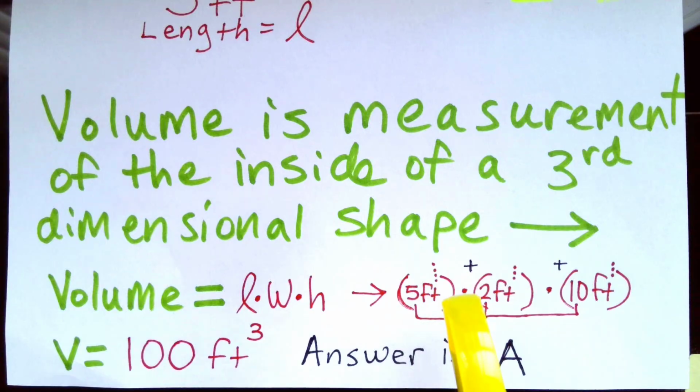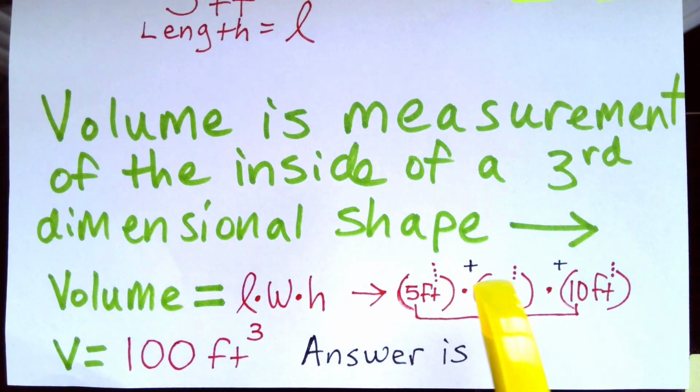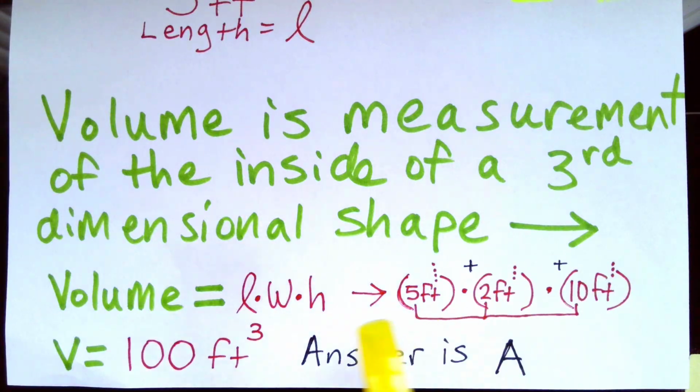And I'm just showing you in the dot, dot, dot. The rule is when the base is the same, feet, feet, and feet, you keep it the same, feet. And you add the exponents. 1 plus 1 plus 1 is 3. So feet cubed, or feet to the third power. So again, the answer is 5 times 2, which is 10. 10 times 10 is 100. Feet cubed. That's the volume of this particular rectangular prism. The answer is option A, 100 feet cubed.